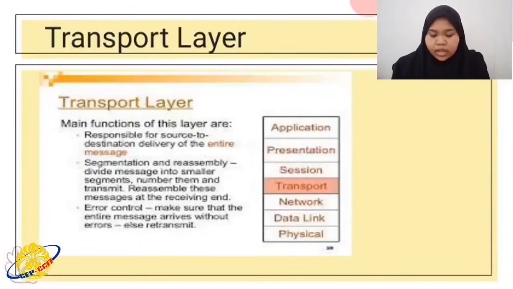Transport layer. The main functions of this layer are, first, responsible for source to destination delivery of the entire message. Second, segmentation and reassembly: divide the message into smaller segments, number them and transmit, then reassemble the message at the receiving end. Third, error control: make sure that the entire message arrives without error, else retransmit.